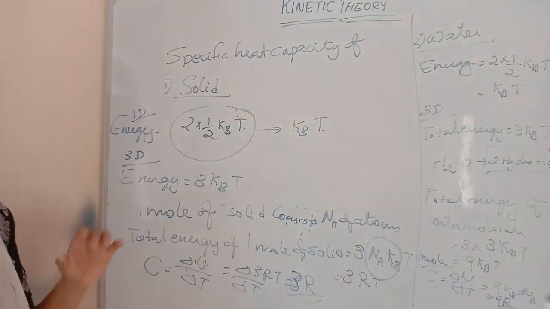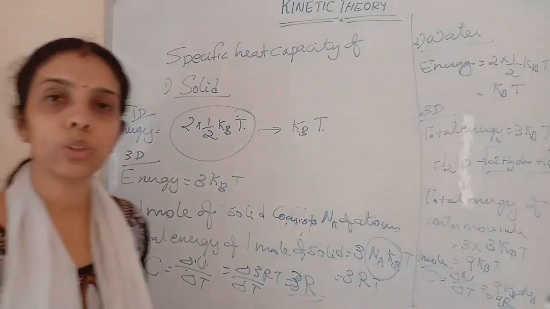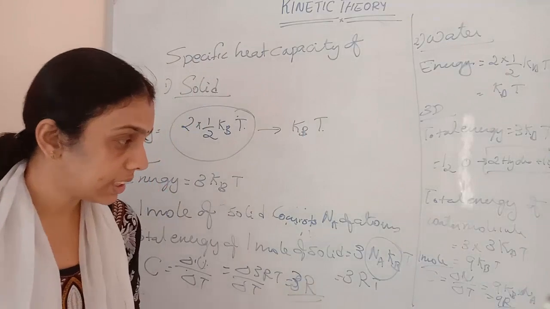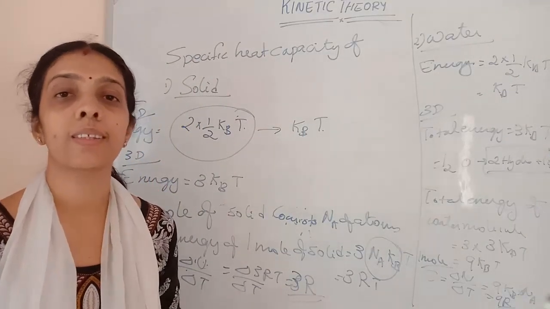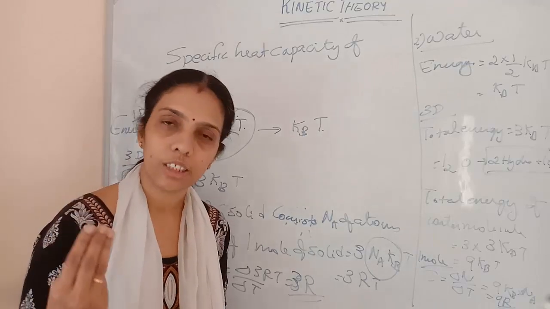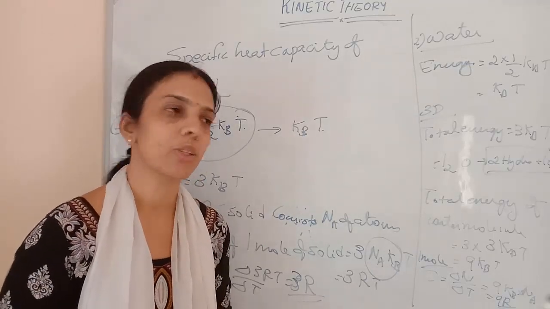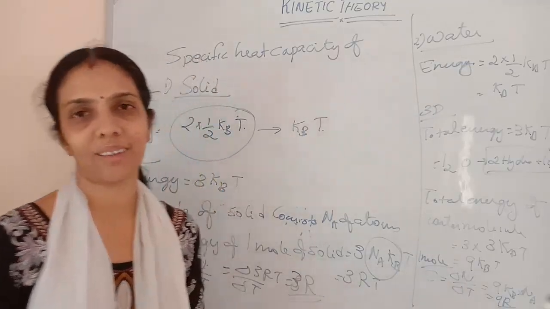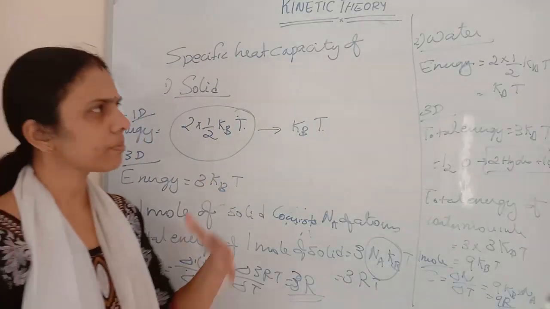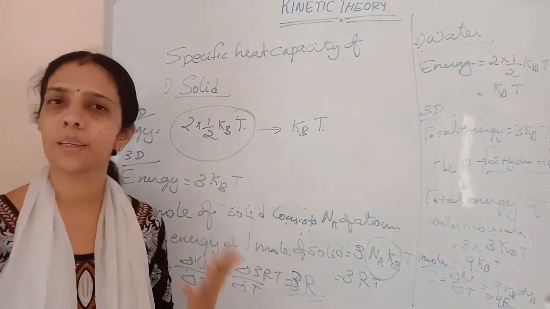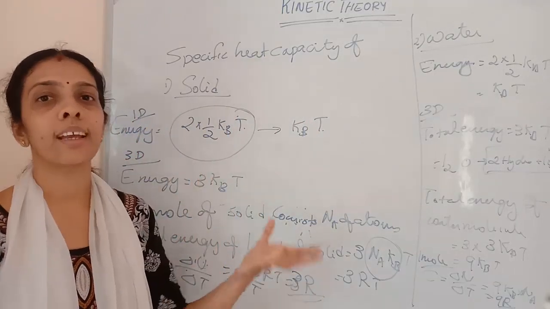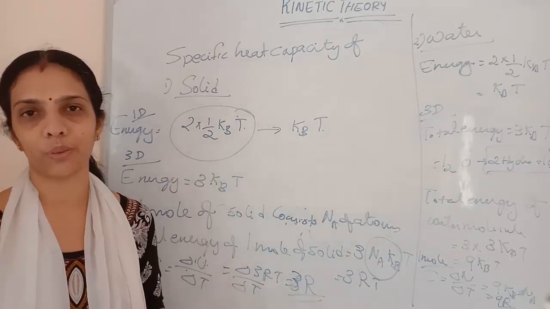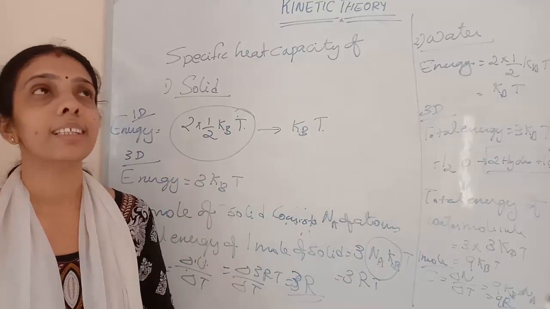3 atoms are there, so we can consider it as 3 into 3 kBT, that is 9 kBT. For 1 mole of a gas, it will have Avogadro number of atoms, so it will be 9R. Okay, it is a constant. So water is a simple molecule. While we are considering liquids, water is a simple molecule, isn't it? It has only 3 atoms.